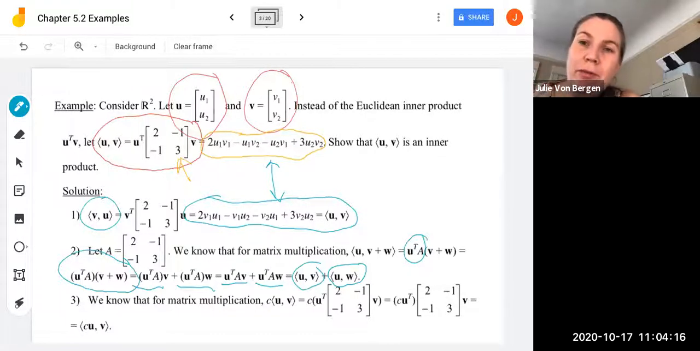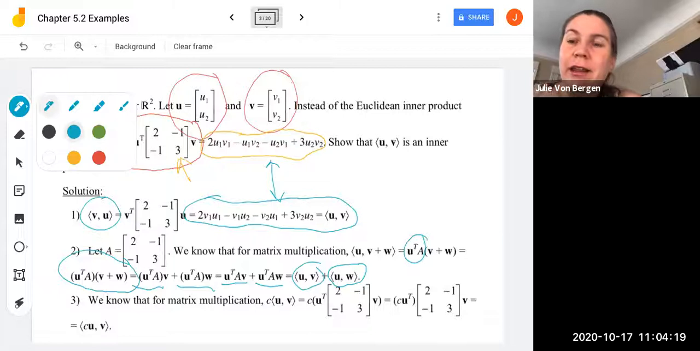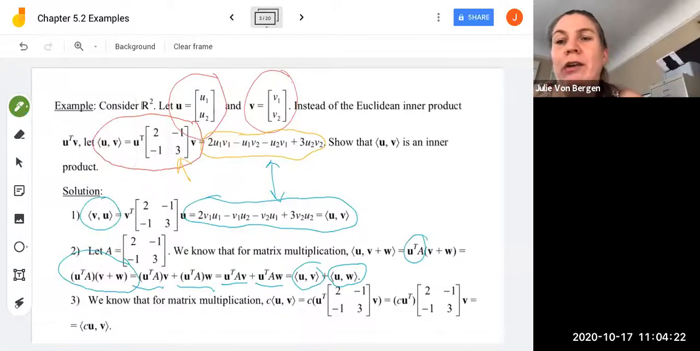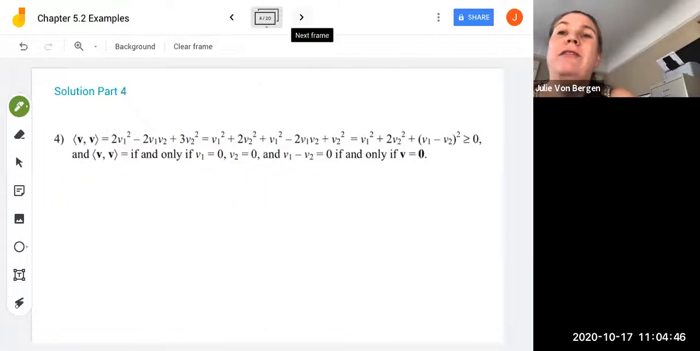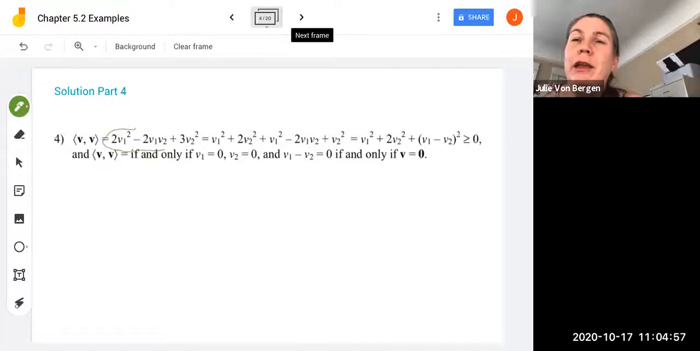Now we take a look at property 3, to show that the scalar multiplication property holds. The scalar C times the inner product of U and V is C out front multiplied by our inner product. By properties of matrix scalar multiplication, C can get multiplied by U transpose, which is just the inner product of C U with V. Now we just have the last property to check, which I'm calling part 4. This is where we check V inner producted with itself. That's going to work out to be all of this.